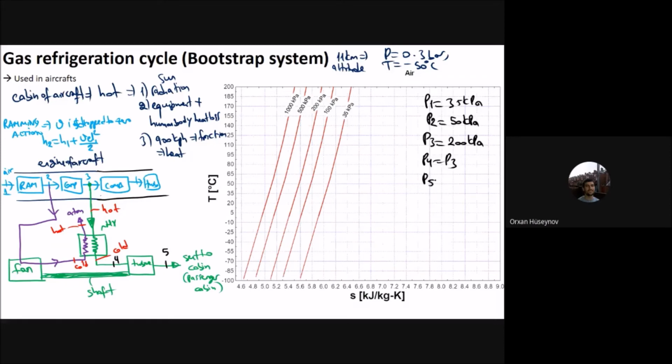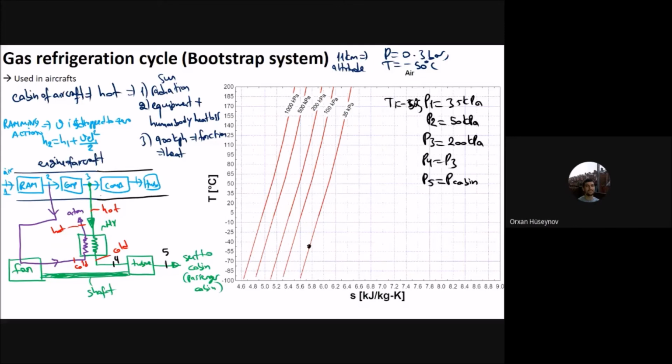But P5 should be the same as the pressure of the cabin. The air that leaves the turbine should be at the same pressure as the cabin, otherwise it will create discomfort. Now let's start. So P1 is at 35 kilopascal, this is T1, and T1 is at negative 50 degrees Celsius. And then we just start it. You have negative 50 here.